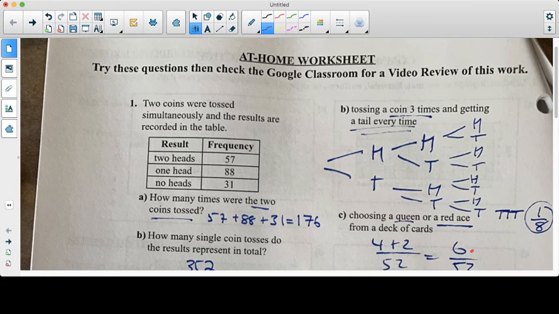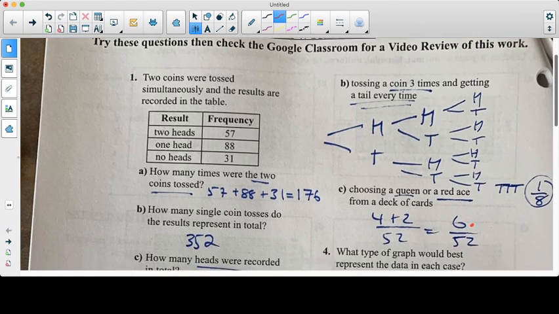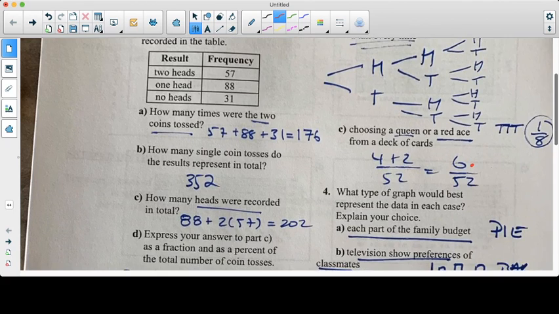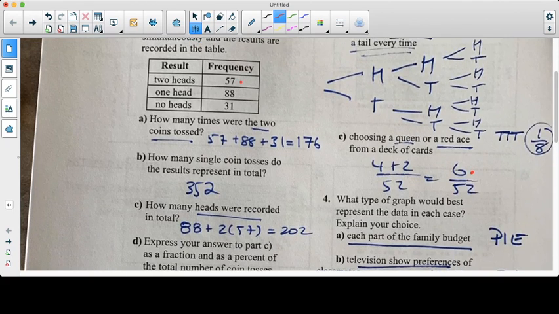Hopefully it works out. Okay, so let's switch to a nice red. The first question is, how many tosses of the 2 coins were there? You got 2 heads 57 times, 1 head 88 times, and 31 times no heads. So you toss 57, 88, and 31, which is 176 times. How many single tosses were there? Well, what you're going to want to do is double this, because you toss twice 176 times, so double that, which is 352.